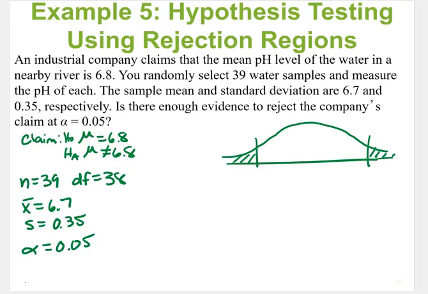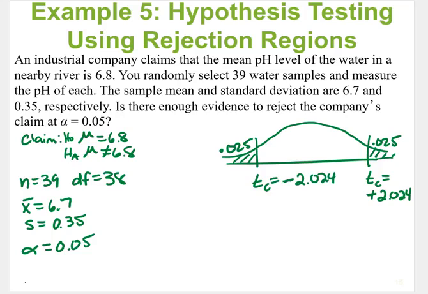If I've got 2 tails and an alpha of 0.05, that means each of these tails is 0.025. That's the area in each of my tails. I can now look up those t critical values. This one's going to be positive and this one's going to be negative. I would go to my t distribution chart and look up those critical values, and you should get negative 2.024 and positive 2.024.